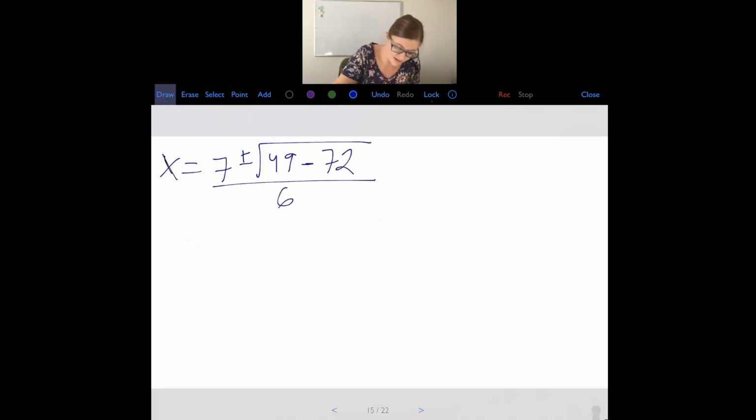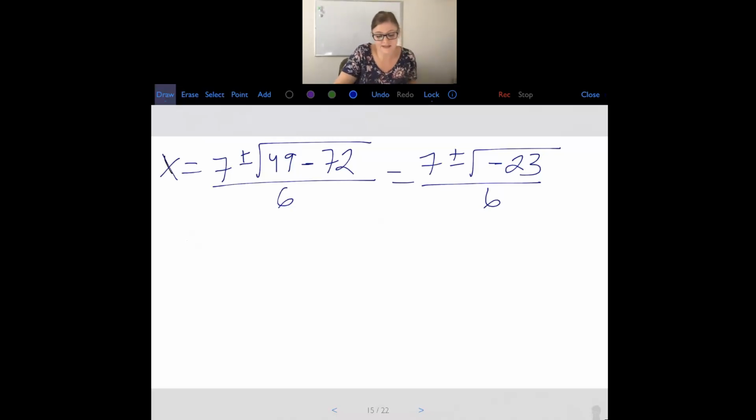Okay, so we keep going. 7 plus or minus the square root of 49 minus 72, which is negative 23, divided by 6. Now you might be saying 23 is a prime number, but there's a negative in there. So that indicates that we're going to need to be dealing with i, or that i is going to be part of our answer here.